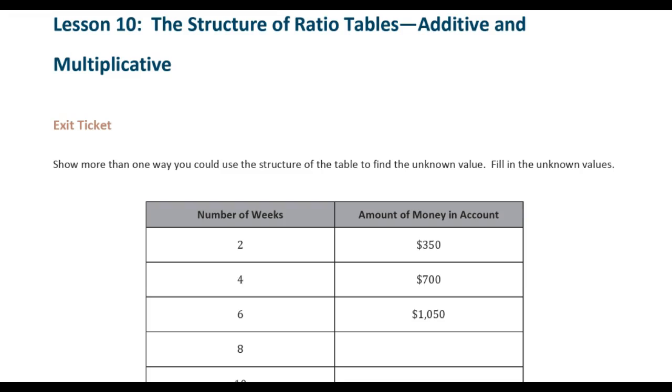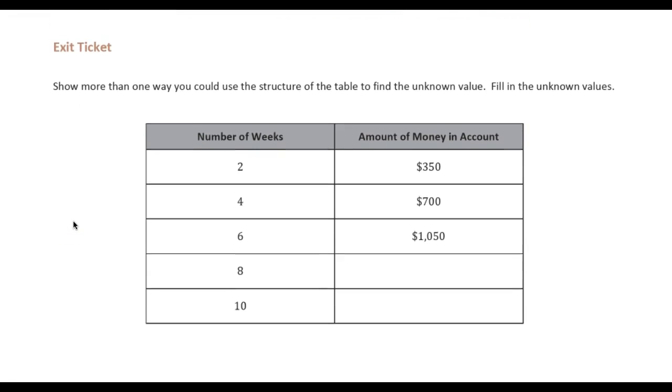All right, and so now we have Lesson 10's exit ticket. Show more than one way you could use the structure of the table to find the unknown value. So you have to show more than one way that you could use the structure of the table. You know a few different ways, particularly with additive and multiplicative properties. So use one way or another, and then show another way, at least, that you've figured out the answer for these two.